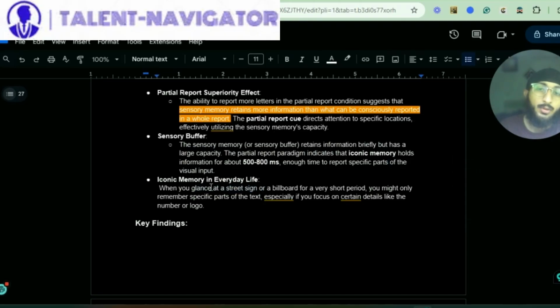Iconic memory in everyday life. When you glance at a street sign or a billboard for a very short period of time, you might only remember specific parts of the text, especially if you focus on certain details like a number or logo.